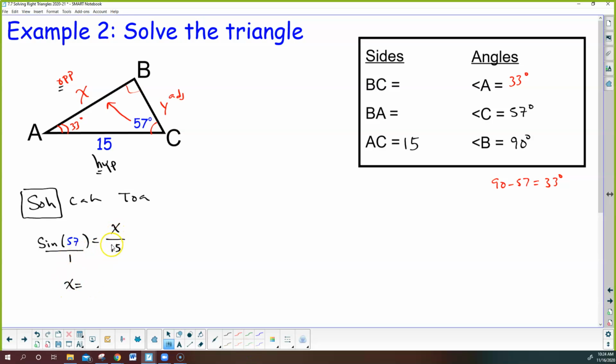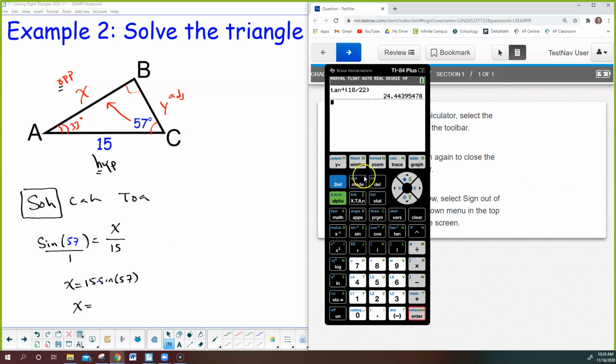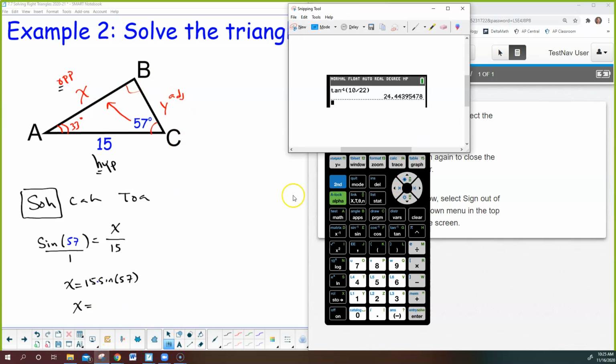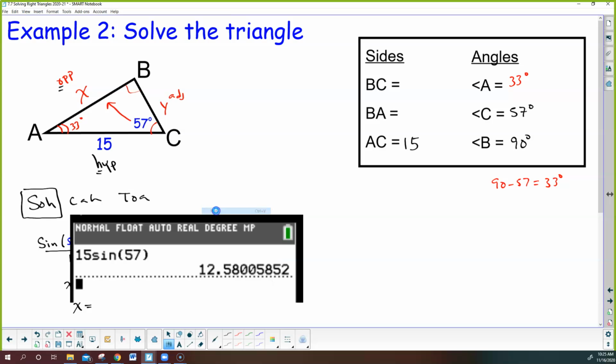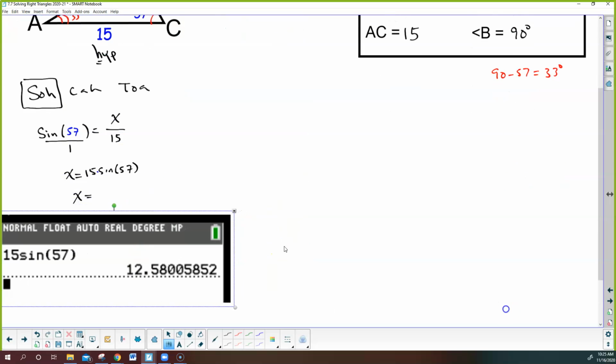1 times x is x, equals 15 times the sine of 57. And now it's just a calculator game. Take 15 times the sine of 57. I always recommend finishing the parenthesis. And there is our answer. So that's regular SOHCAHTOA in this one.